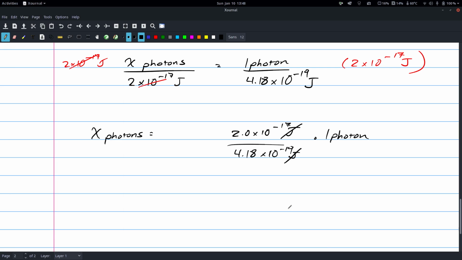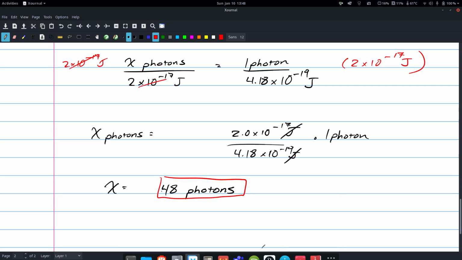So the answer to this is going to be 48 photons. And that is how you use Planck's constant to equate the frequency to a photon's energy. And that's how you calculate different types of equations with this. If you have any other questions, you can ask me in class.